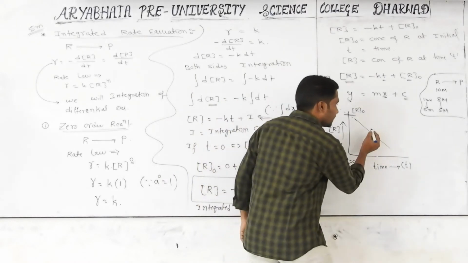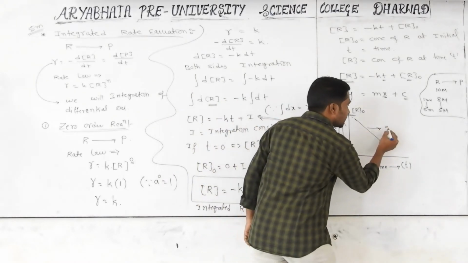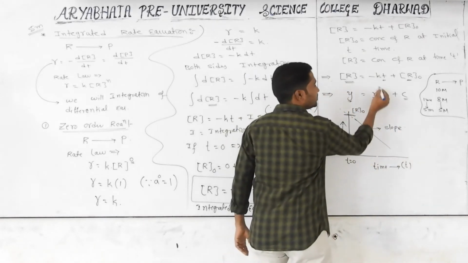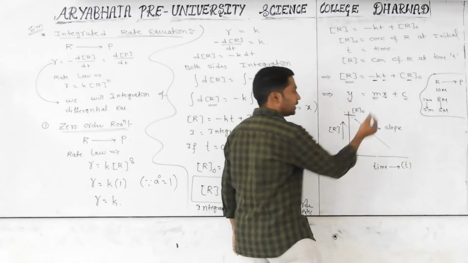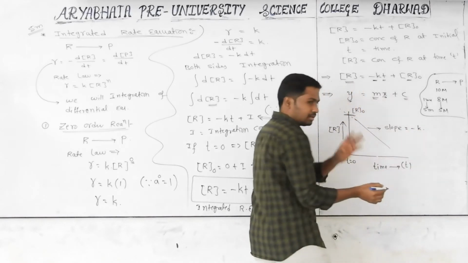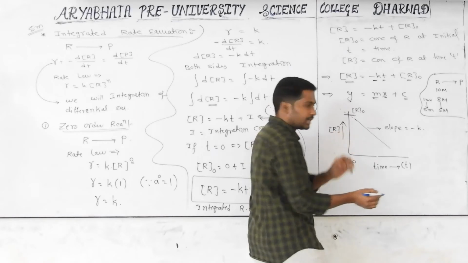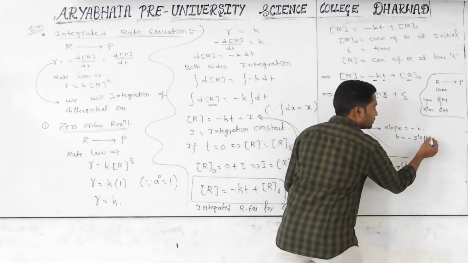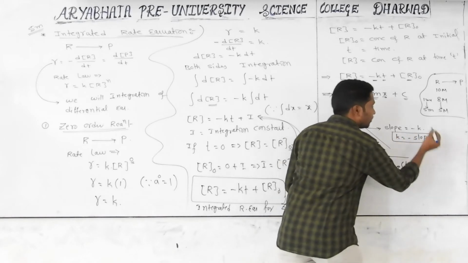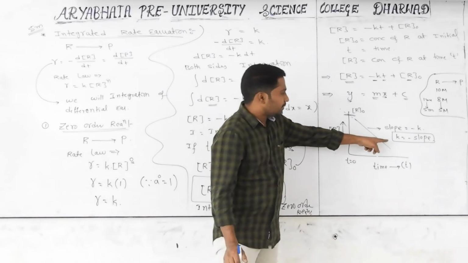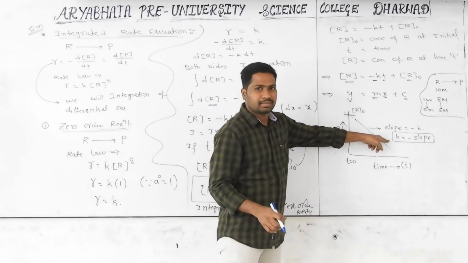If you take it like this, what is the slope of this straight line? M is equal to minus k. So the slope comes as minus k, but the rate constant value should not be negative. That's why we take k equal to minus of the slope; the rate constant value is equal to the negative slope. This is asked a bit in competitive examinations.